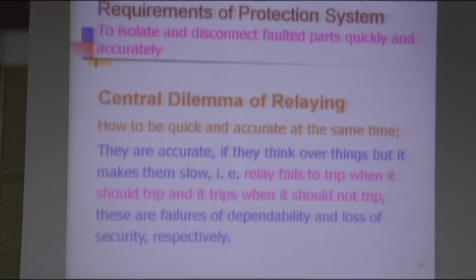Relay fails to trip when it should trip. That means the relay should act when there is a fault, but it may not act. And it trips when it should not trip. That means it isolates a fault for which it is not required to operate, for which it is not intended to operate.